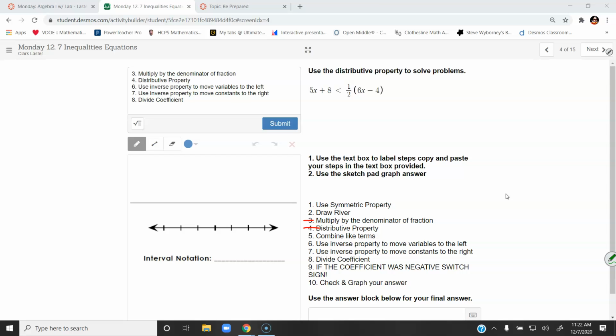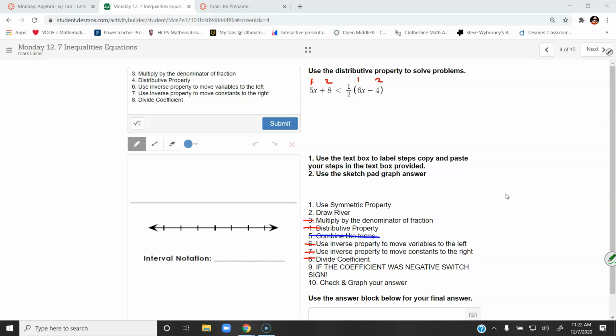Now, over here, I have 1 term, 2 terms. Over here, I'm going to have 1 term, 2 terms. So I do not need to combine like terms because there's going to be an x and a constant on both sides. Therefore, nothing will combine on their sides. But I will have to use the inverse property to move everything where it needs to be. And then I'm going to divide by the coefficient.